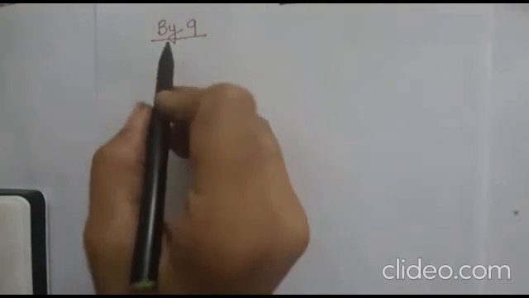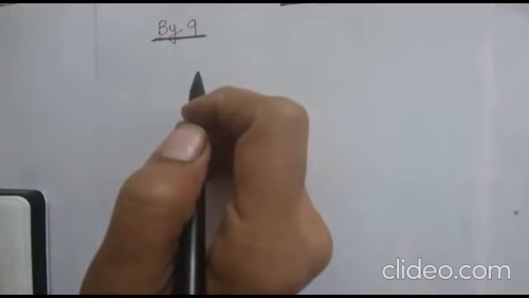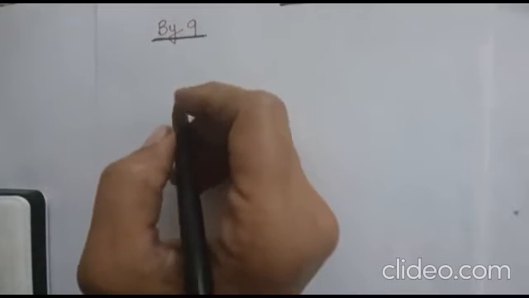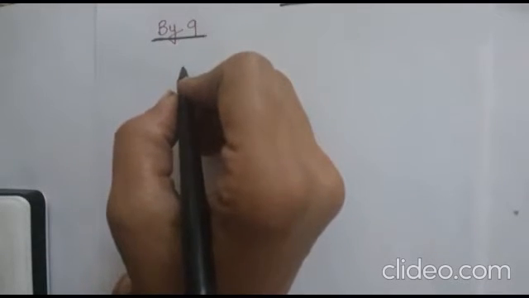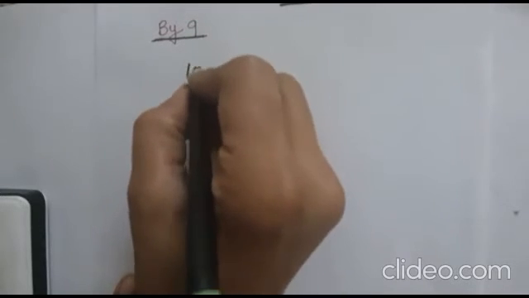Clear, children? Now, by 9. How can we check a number is divisible by 9 or not? For 9, we also do the same method as we have already done to check the divisibility by 3. Let us see how. For 3, what we have done? We add all the digits. Same here. Let us take an example.